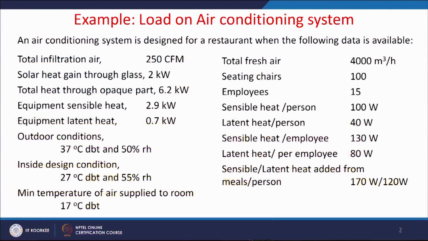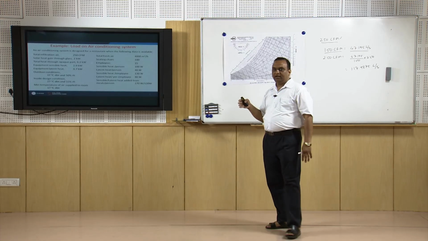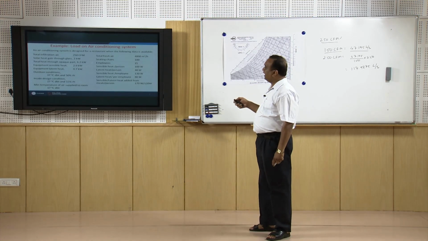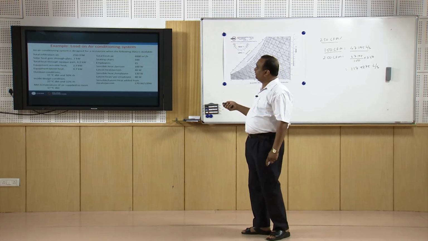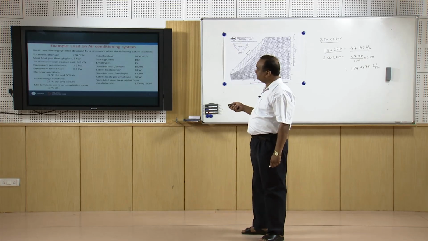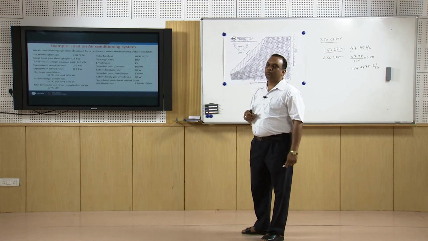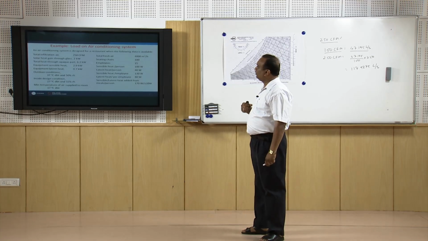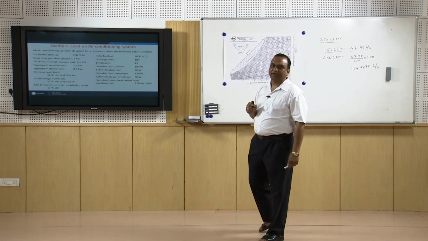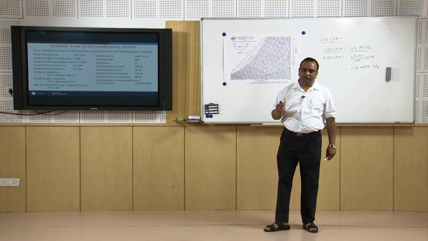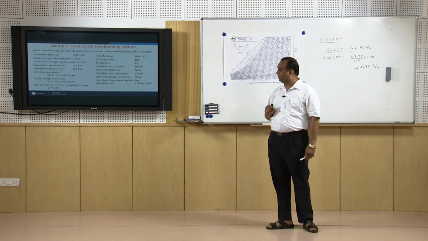There is a solar heat gain through glasses. So in any building, the entire building is not opaque. Part of the building has fenestration, and this fenestration mainly consists of the glasses, and the solar heat gain through glasses is equivalent to 2 kilowatts. Then, total heat through the opaque part, meaning walls, ceiling and floor of the building.